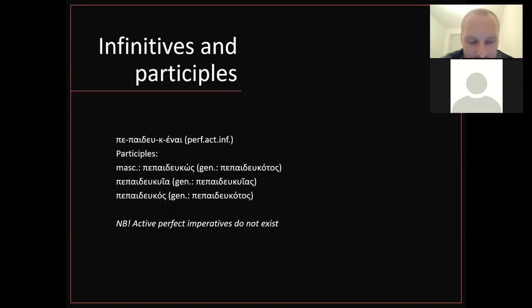Active perfect imperative forms do not exist, so there is no need to learn those. The infinitive, however, is pepaideukenai, and the participles are pepaideukos in the nominative, and pepaideukotos in the genitive, masculine, and pepaideukia and pepaideukias in the feminine. And then we have pepaideukos and pepaideukotos for the neuter forms.